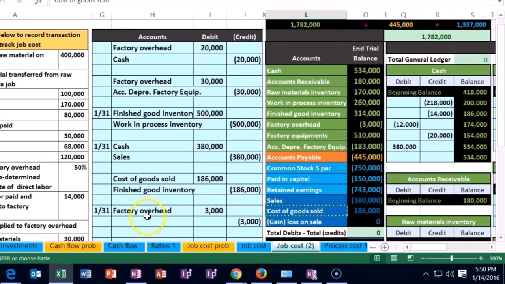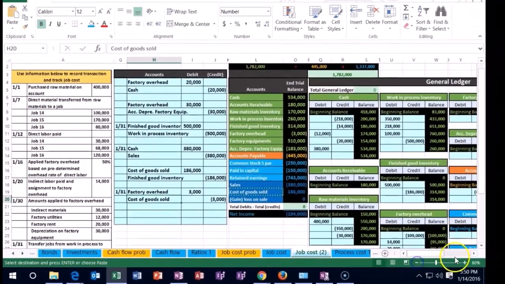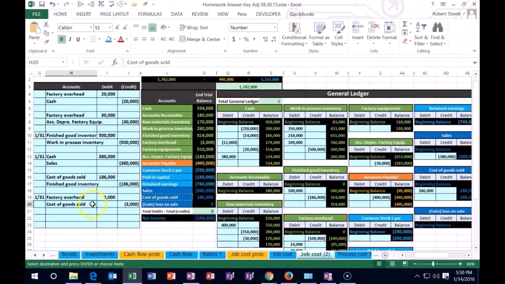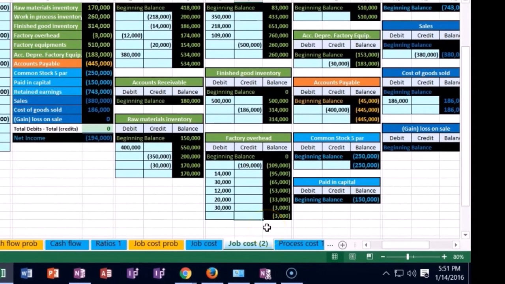So we're going to copy that. We're going to put that in H20, right-click, and paste it, 123. Going to make this a little smaller, back down to 80. Scroll back over here. Here's the factory overhead in I19. Here's the factory overhead down here in column U, and we're way down here, and we have the credit balance. We have this 3,000 in it. I'm down here in V31, and we're going to say equals and point to that debit, and what we want to happen is for this 3,000 to hopefully go down to zero.